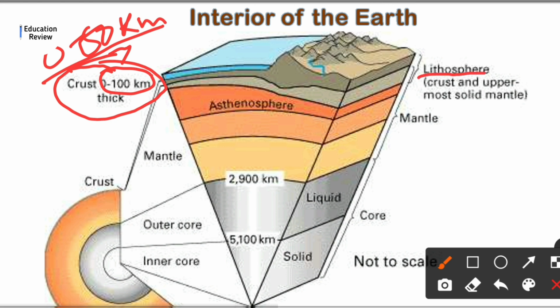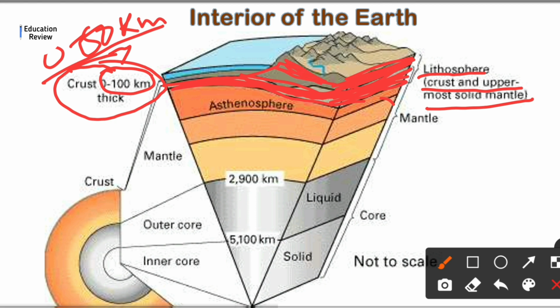One more concept is the lithosphere, actually the crust and uppermost solid mantle. Here is the crust and this portion, the uppermost solid mantle. Both combined are known as the lithosphere. The combination of crust and uppermost mantle is known as the lithosphere.